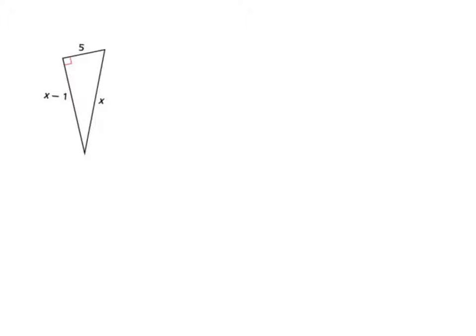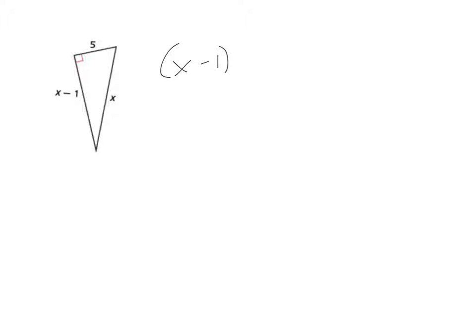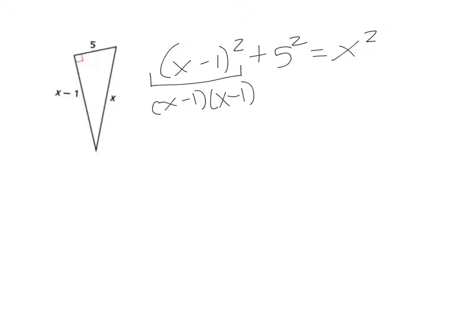For this problem, we have a binomial, so things are a little bit different here. We have this x minus 1 squared plus my other leg, 5 squared, is equal to x squared. So we first need to take care of the binomial. Remember that x minus 1 squared means x minus 1 times x minus 1. Then I'm going to do first, outer, inner, and last.